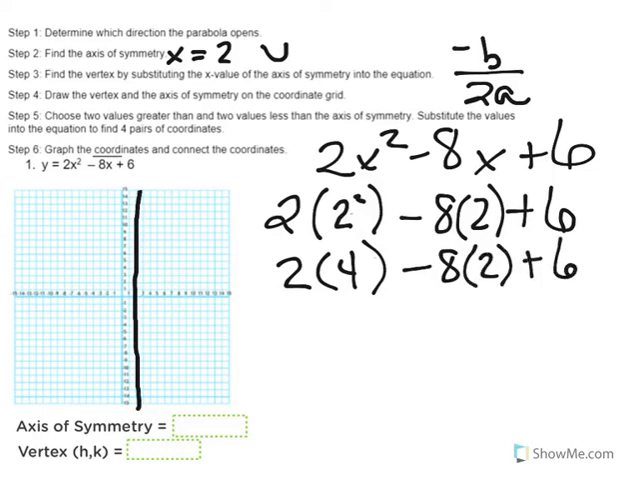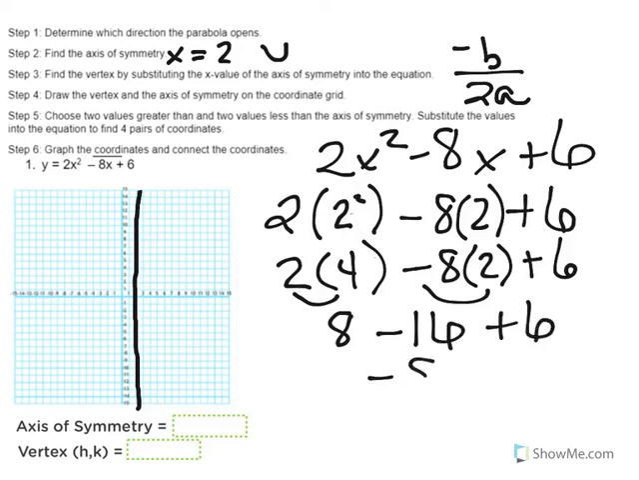I'm going to go ahead and do my multiplication because my addition and subtraction are going to happen afterwards and there's no other operations happening with division and multiplication. So 2 times 4 is 8, and then negative 8 times 2 is negative 16 plus 6. 8 minus 16 is negative 8 plus 6 gives us a negative 2. So our vertex is 2, negative 2.